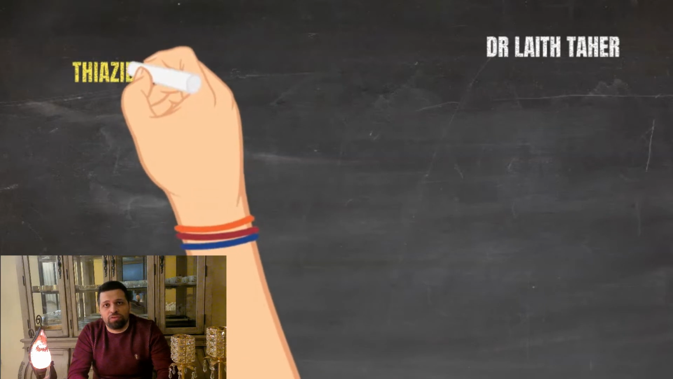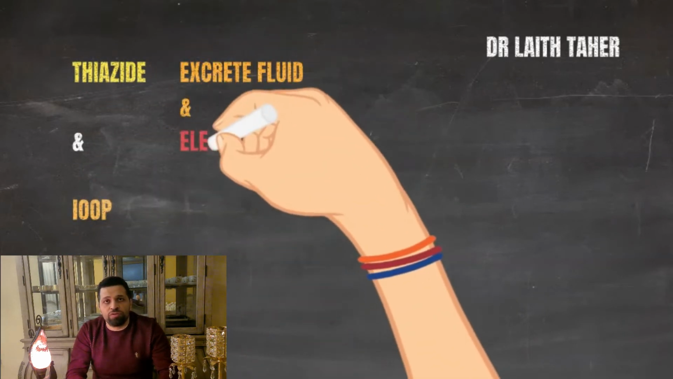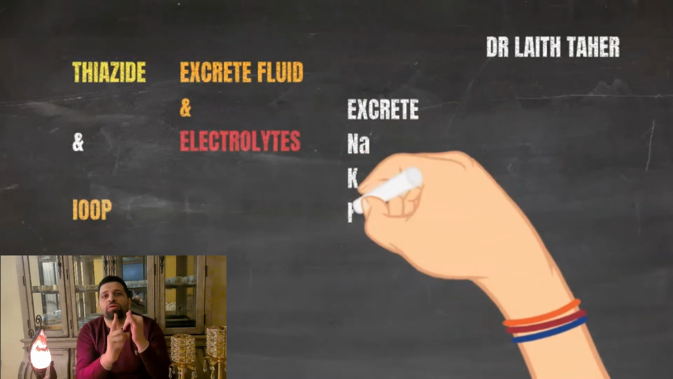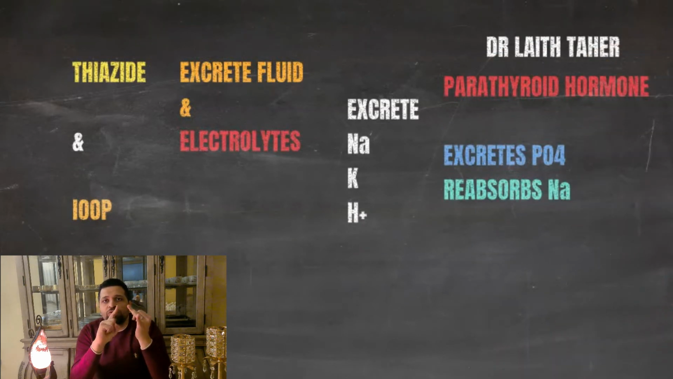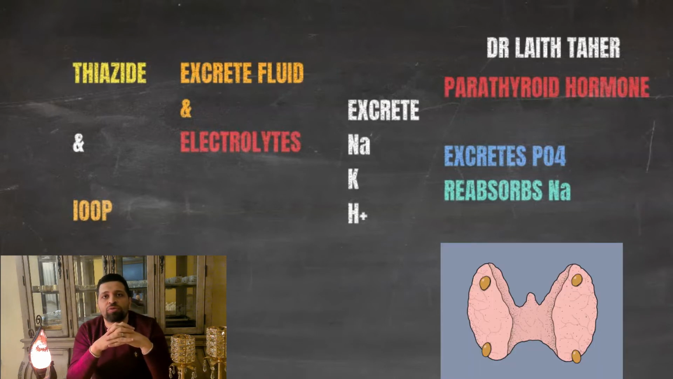Now, if we go to the loop and thiazide diuretic, I always put them together. They cause fluid loss in urine and all electrolyte loss in urine. So both of them cause loss of sodium, loss of potassium, loss of chloride, etc. The only difference is something related to the parathyroid hormone.